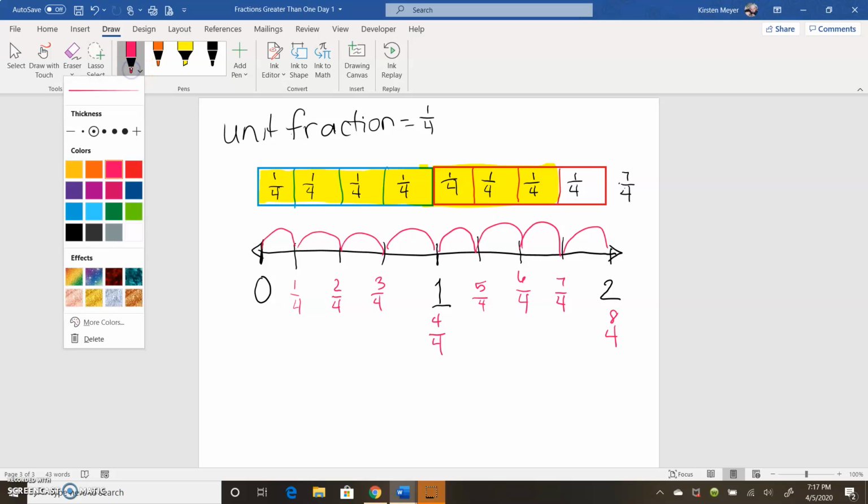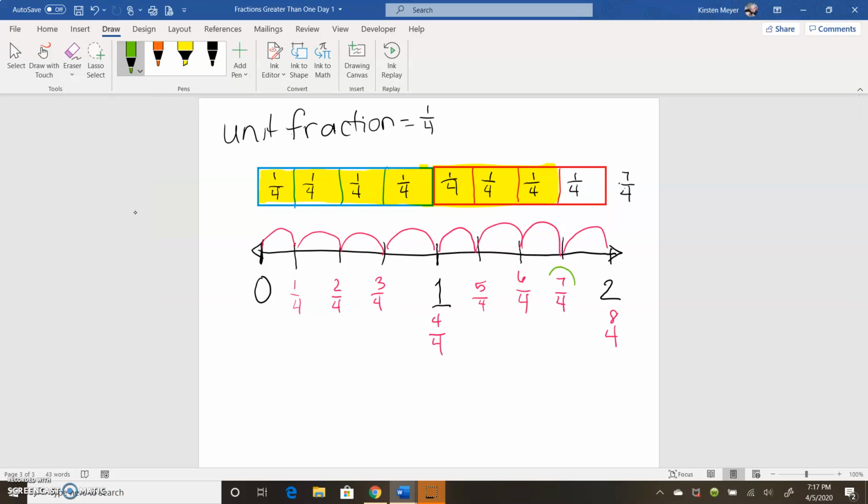But if I wanted to identify where was it that I colored all the way to yellow, 1/4, 2/4, 3/4, 4/4, 5/4, 6/4, 7/4. So the fraction shaded in is 7/4. Now you're going to have a draw it where you're going to identify what is the unit fraction in our models.